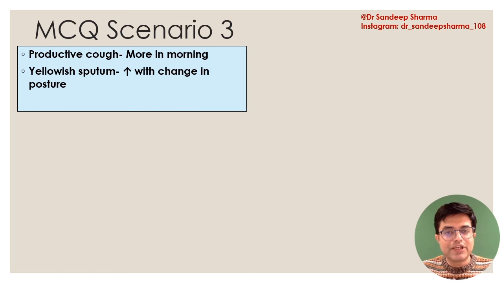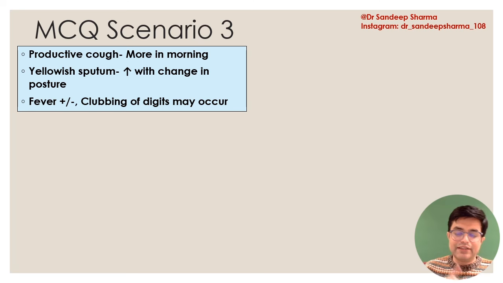So if the patient is saying a dry cough, तो you will think of some atypical things. You will not think of something where sputum is getting collected like tuberculosis or bronchiectasis. लेकिन ऐसे patient के अंदर you will think of those conditions. So productive cough, yellow sputum changing with posture, and there is fever present, plus or minus clubbing of the digits may occur.